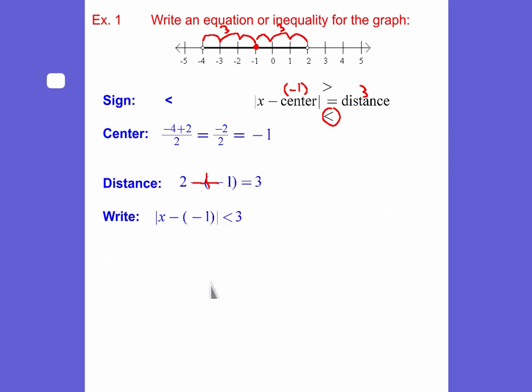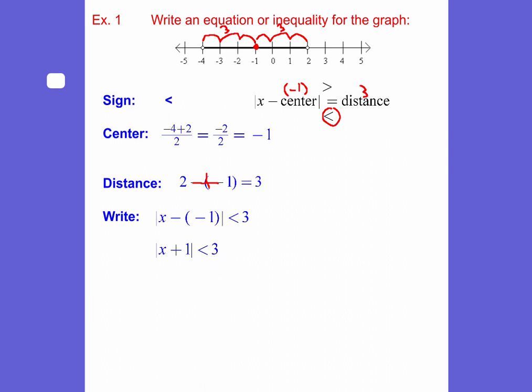Now I just want to clean this up a little bit. Minus -1 is the same thing as +1. For some reason that's a little hard to see right now. There you go, now it popped back up. So minus negative 1 is the same thing as +1. So I can now see that this works out to be the absolute value of x plus 1 is less than 3. And that's it.